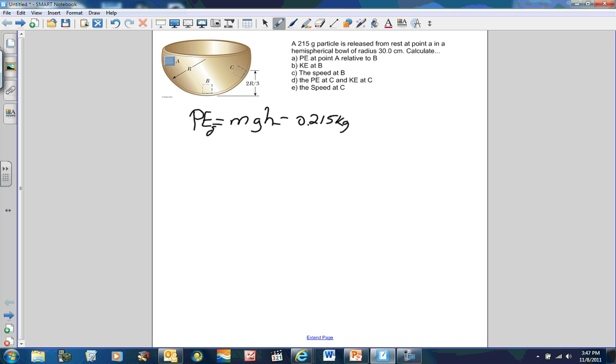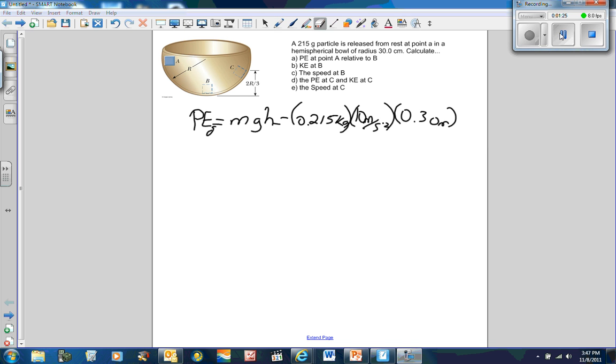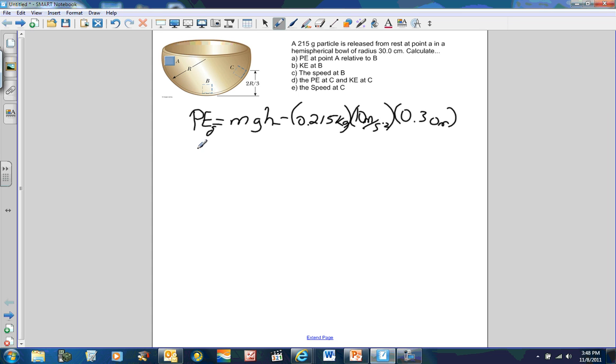So that's going to equal 0.215 kilograms. We have to change grams to kilograms. We can use 10 meters per second squared. And then h is 30 centimeters. Change that to meters, 0.30 meters. And so when we put that in our calculator, we get PE at A equal to 0.645 joules.